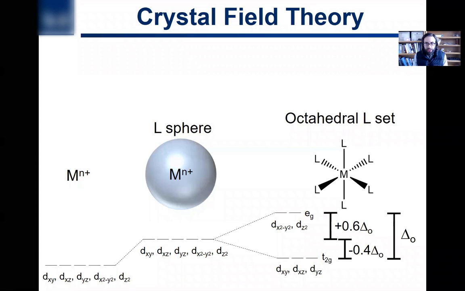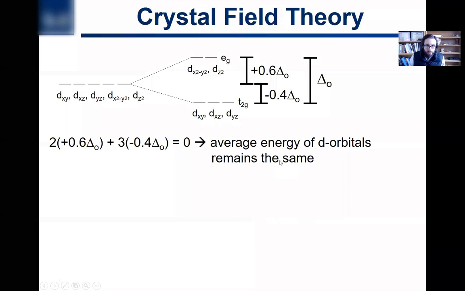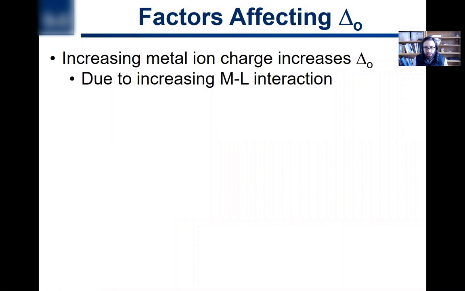All right, so we established in the last video that the spacing of energy between the three T2G orbitals and the two EG orbitals in an octahedral complex is given the nomenclature of delta O. Okay, so in this video, what we're going to talk about is what factors affect the magnitude of delta O.